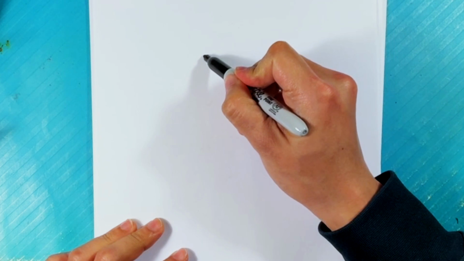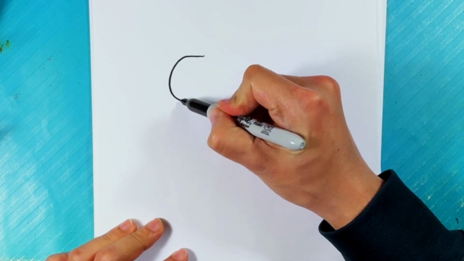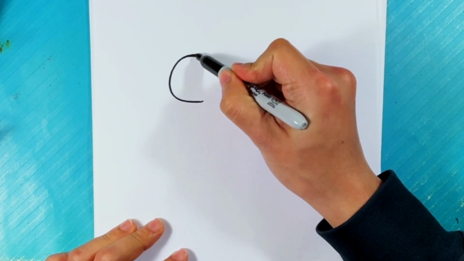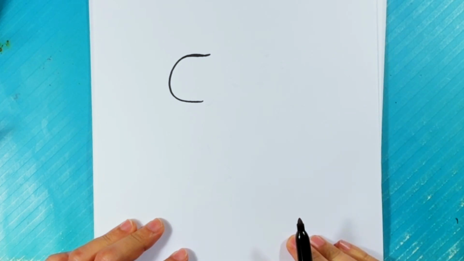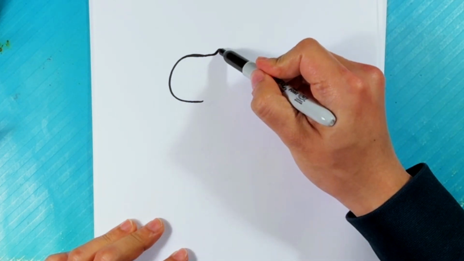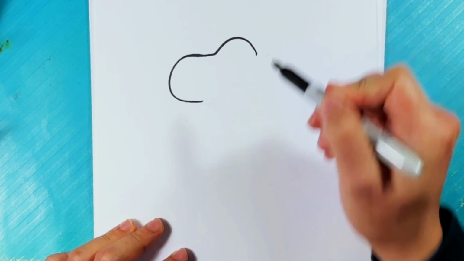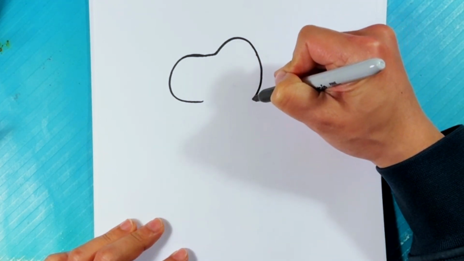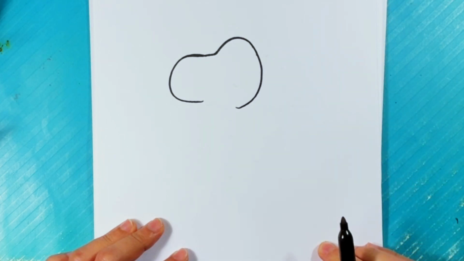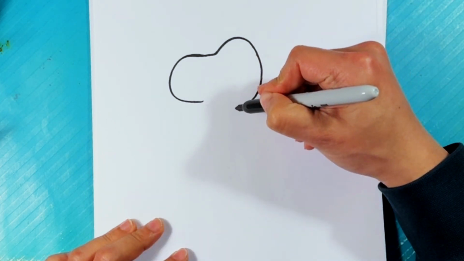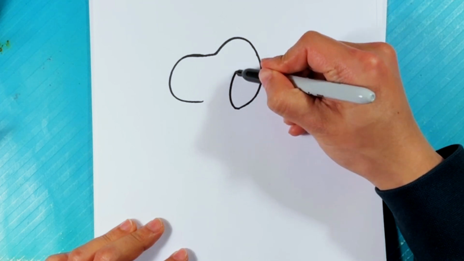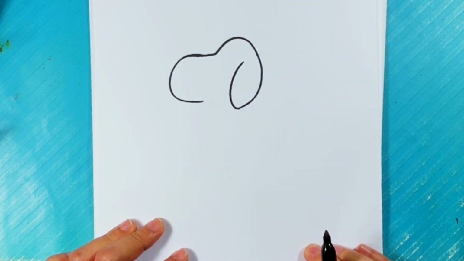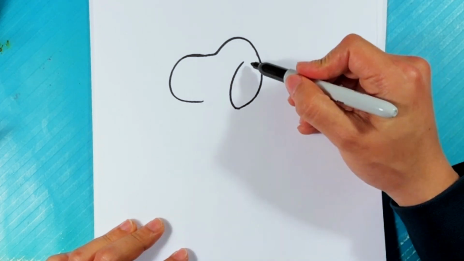So, we're going to go right here. We draw a curve right there. We're going to keep going up over here, curvature for the top of the head. Continue down like so. All right. And curve up for the ear, right? That's a very Snoopy thing, would be his big ear.